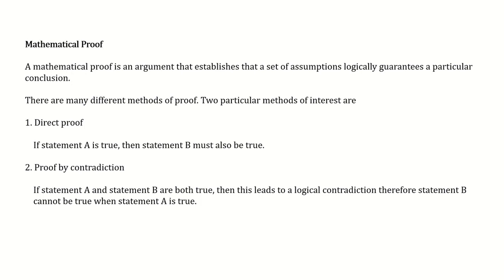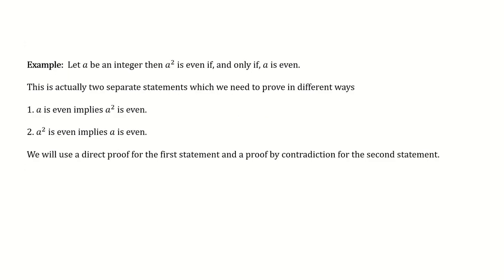Direct proof states that if statement A is true, it logically follows that statement B must also be true. Proof by contradiction says that statement A and statement B cannot simultaneously be true. So if we assume that statement A is true, then there's a logical contradiction if statement B is also assumed to be true. Both these methods are useful, and we'll show this using a particular example.